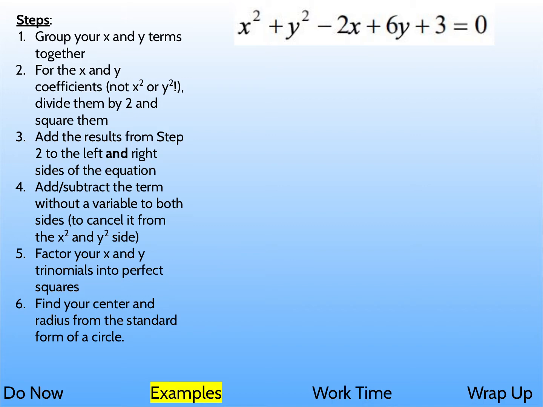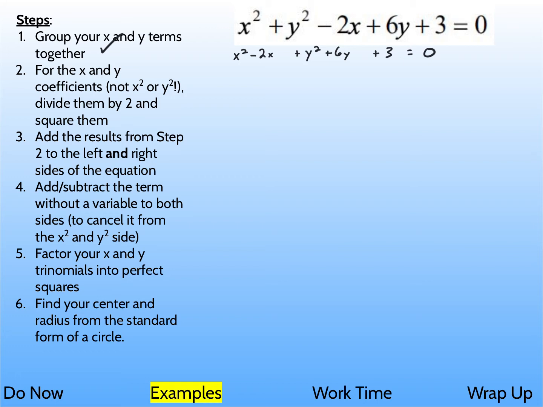Okay, so step 1, we want to group our x terms and our y terms. So we have x squared minus 2x plus y squared plus 6y plus 3 equals 0. Yes, this does make a circle, I swear. We just have to figure out what it is.